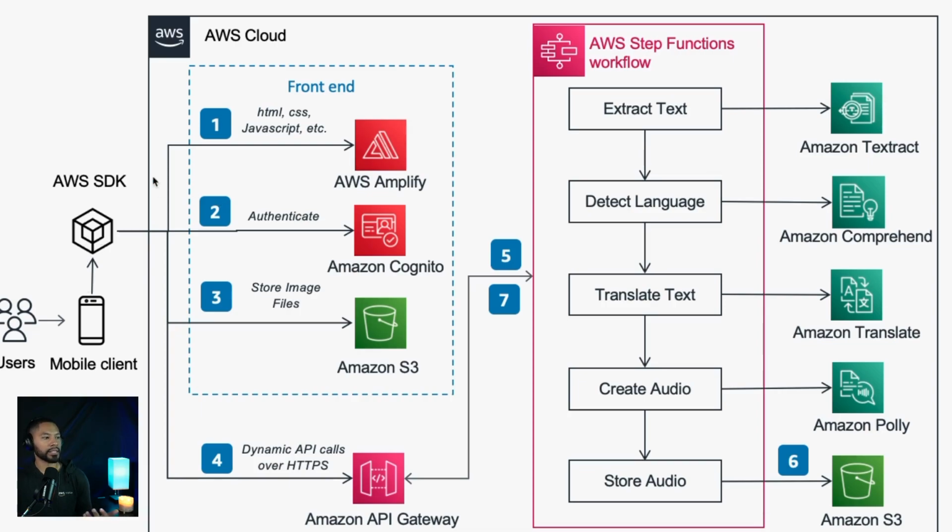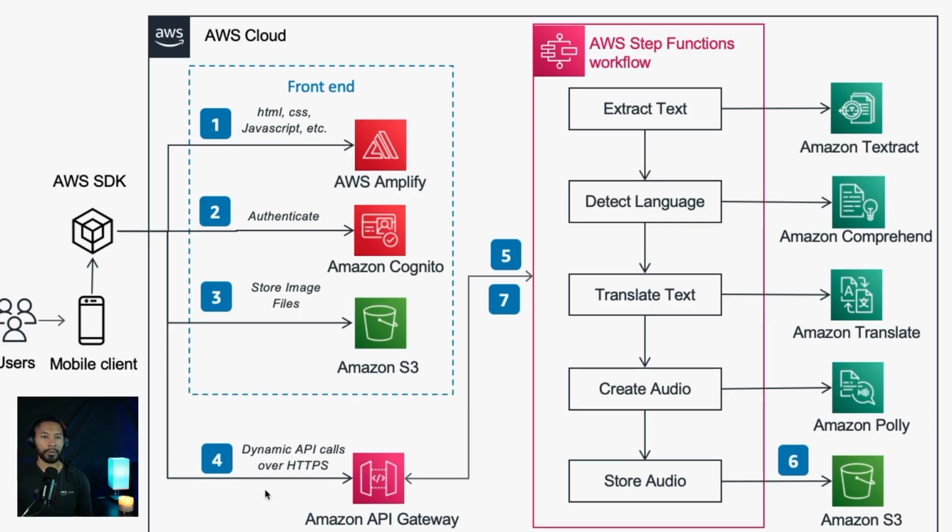Through the use of the AWS SDKs, we're going to get in contact with this front-end hosted application. Okay, so we're on our mobile phone, we're going to a website. That website is hosted on AWS Amplify. Presumably, you have to authenticate to get into this website. This is going to be done with Amazon Cognito. And then in terms of uploading and viewing that audio file and that image, this is going to be using Amazon S3.